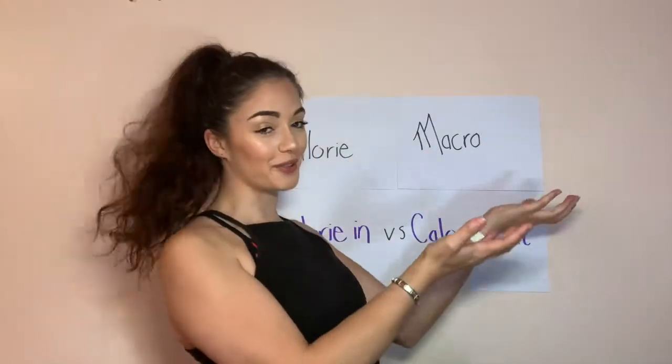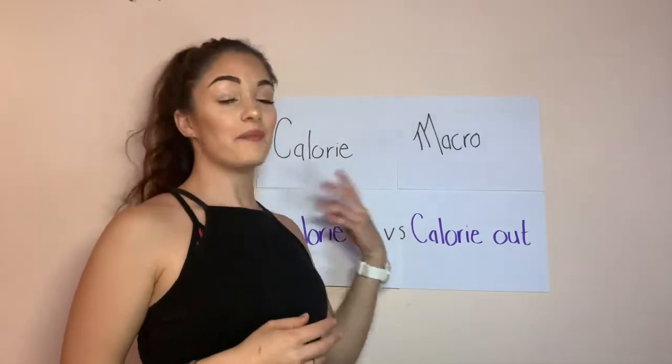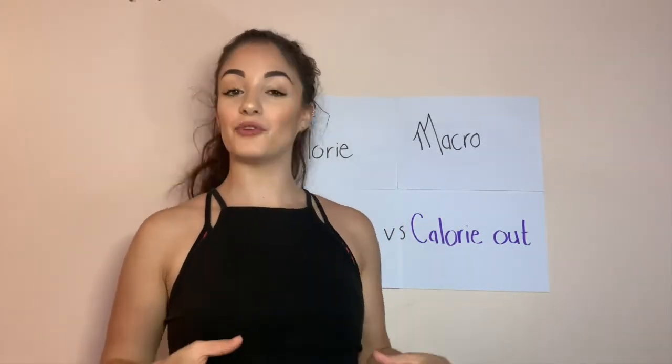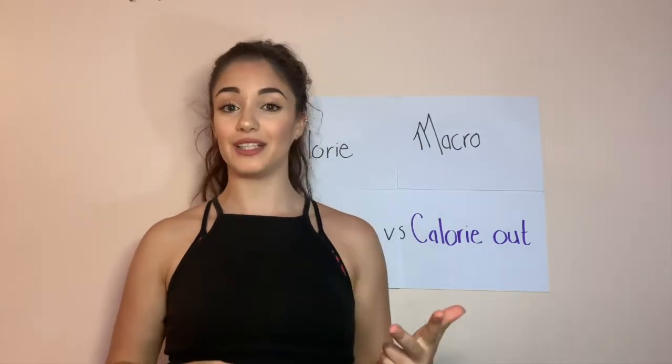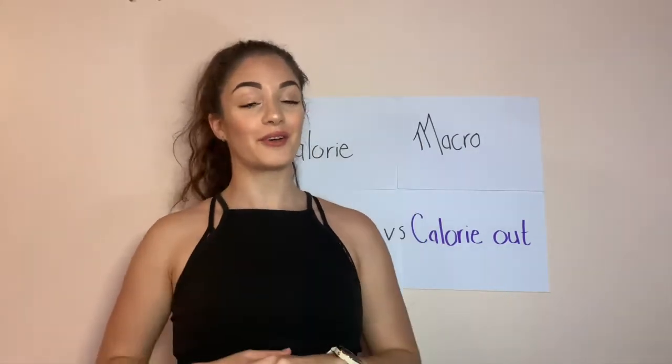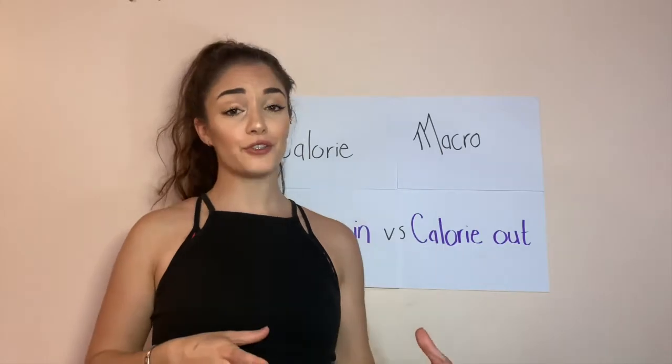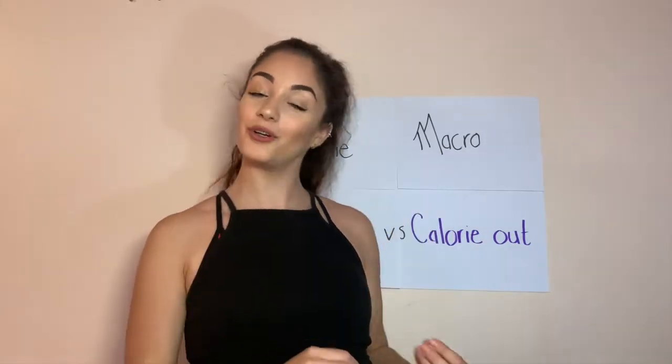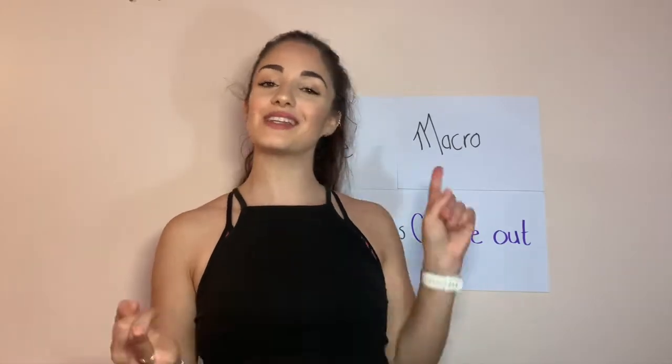On to macros. A macro is the short word for a macronutrient. A macronutrient is a type of food that is consumed in large quantities in our diet, such as a carb, a fat, and a protein. And in total, there are 3 macronutrients. Now, you also get micronutrients, which we're not going to talk about in this video, but these are consumed in smaller quantities in the diet, such as vitamins and minerals.